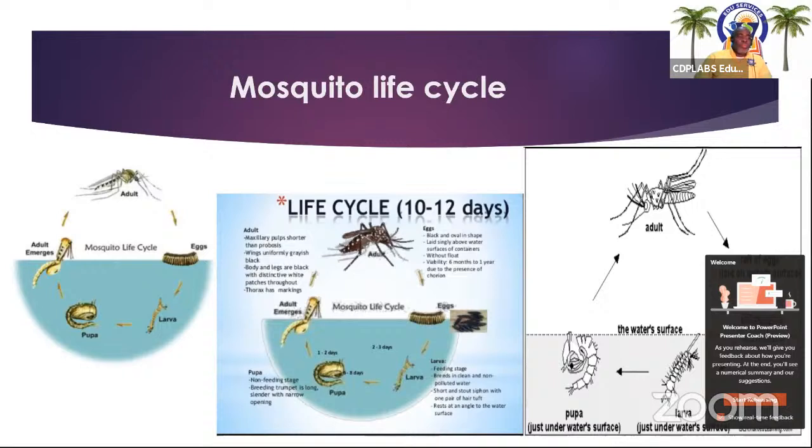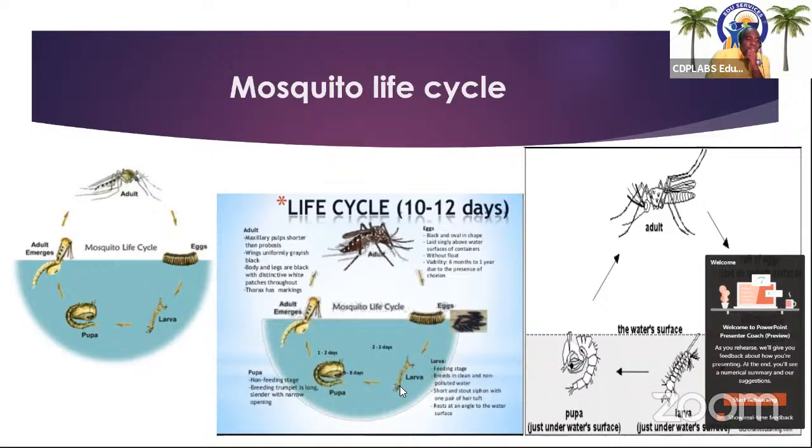Right? Now, so it doesn't really float. It's 6 months to 1 year. It says that the viability is something like that, 6 months to a year, due to the presence of chlorine or something like that. I'm not sure what that is. All right. Now, we have the eggs again, and then we are seeing the development 2 to 3 days right there. So you can see now that they're actually referring to the gestation period of the mosquito, right?